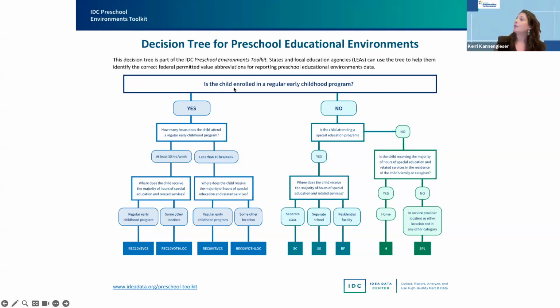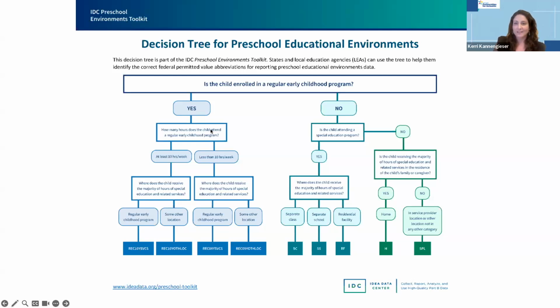Is the particular kiddo enrolled in a regular early childhood program? If that is yes, then you'll think about how many hours they're receiving, at least 10 hours a week or less than 10 hours a week. Then you'll go down and you'll answer the question about where does that particular child receive the majority of their hours of special education and related services. If they are in a program at least 10 hours a week and receiving the majority of those special education services within said program, there's the code that you would enter.